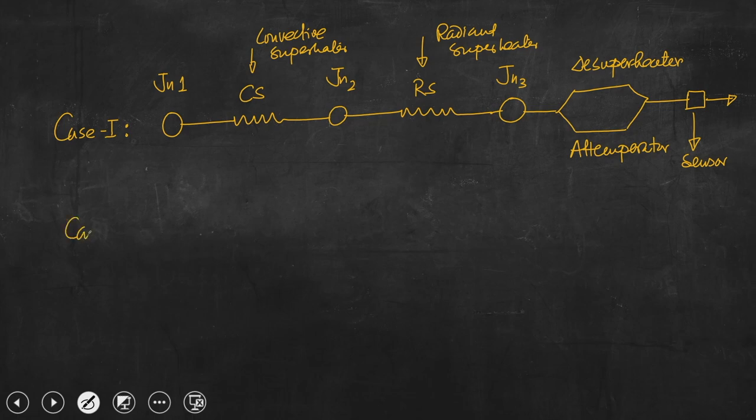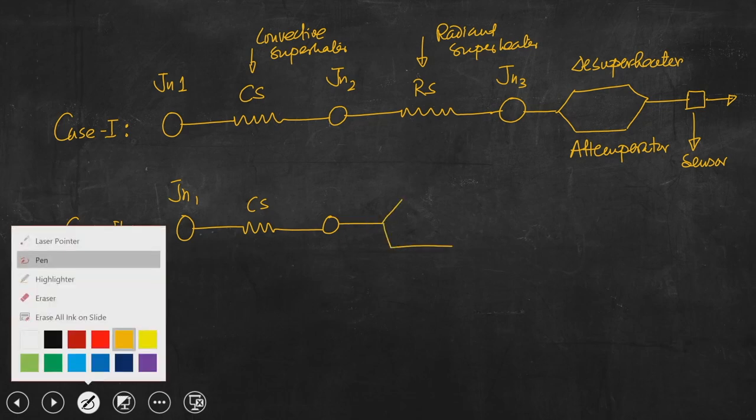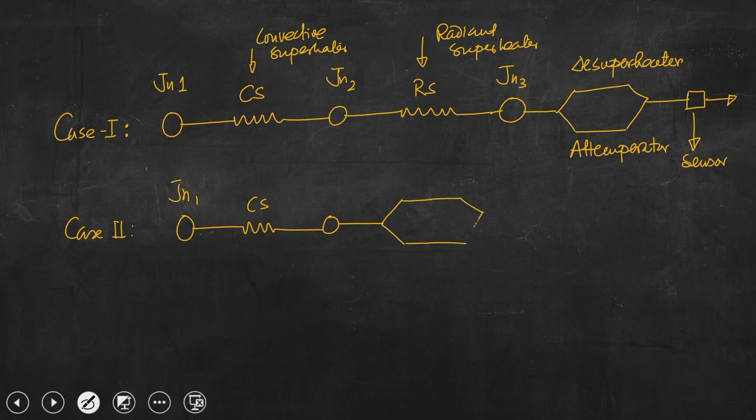Now, case 2, I am discussing. Say this is junction 1, this is the convective superheater, so this is junction 1 and then we are having the atemperator. Then another junction, so this is junction 3, and finally we will be having the sensor and steam will go out. So, this is a radiant superheater, this is the convective superheater, so this is junction 2. So, this is the de-superheater.